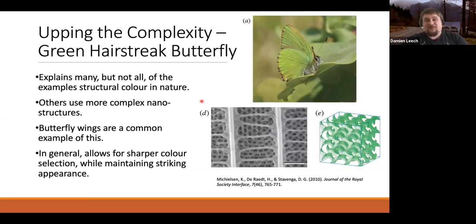So the beetles are great, and they're really fantastic, and they're a really interesting system to look at, but the animal kingdom doesn't stop there. It tends to up the complexity even more. So this is the green hairstreak butterfly. Again, hopefully a UK species. I've never seen one myself, unfortunately. But these use an even more complex nanostructure.